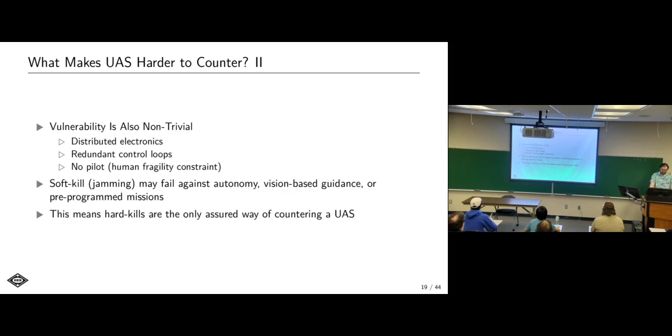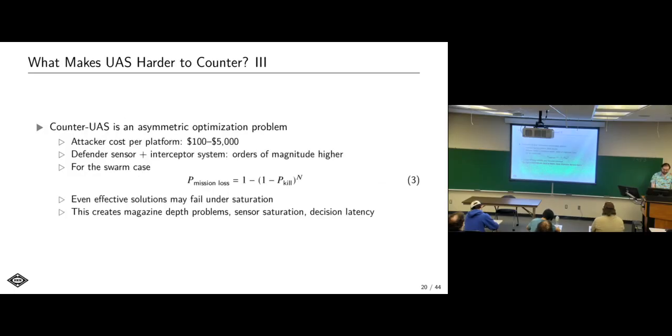And on top of that, soft killing, jamming or taking it down that way, can actually fail pretty easily against autonomy, vision-based guidance, pre-programmed missions. If you turn off your outside sensors and just say you're going to that one place and you have vision navigation and some autonomy, what good is jamming if it loses the communication link? So this kind of puts you already in a place of, the only way to assuredly counter UAS is to hard kill it or bring it down in some capacity. You can't just distract from it.